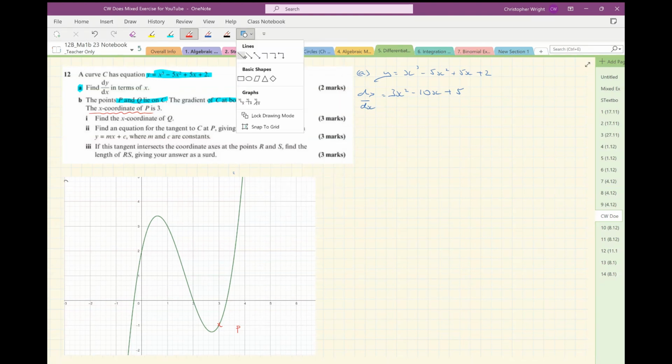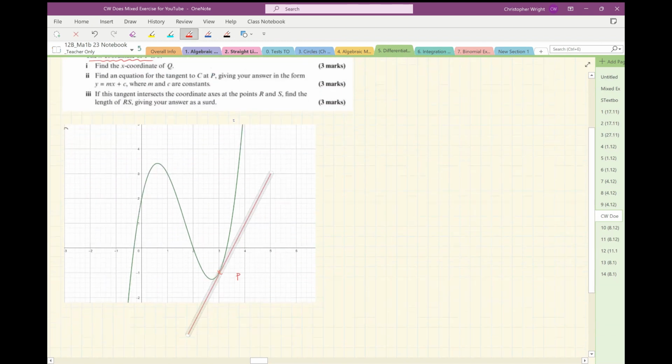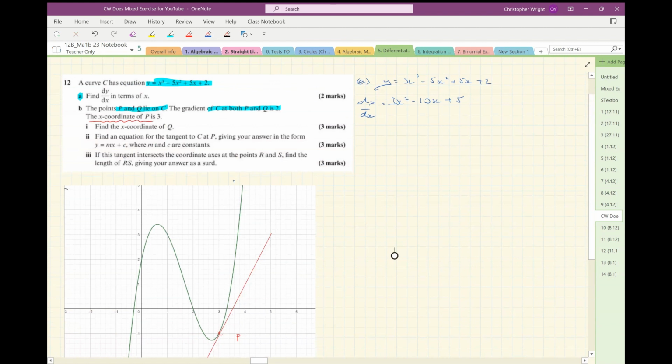So the gradient of the tangent at this point is also going to be 2. So there's the tangent at the point P, and that has a gradient of 2. Now, the point Q is the second point on the curve, where the gradient is 2. So looking at the curve, I'm thinking that Q is going to be somewhere here, because it looks to me, if I were to draw the tangent here, then that tangent will have about a gradient of 2 as well.